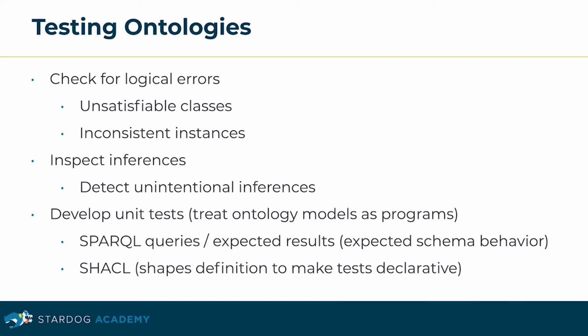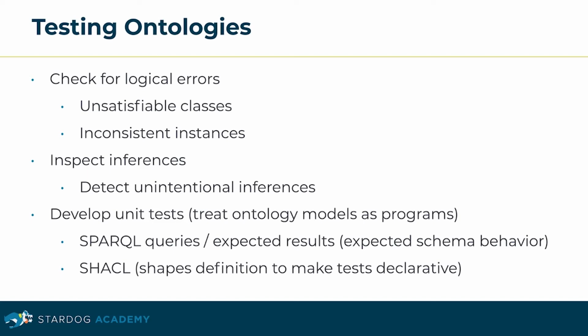Now, with regards to testing the ontologies, similarly to software products, we can check for logical errors and create tests to check unsatisfiable classes or inconsistent instances. We can also check things such as inspecting the inferences and detecting any unintentional inferences. And lastly, we can develop a set of unit tests and treat the ontology model as a program effectively.